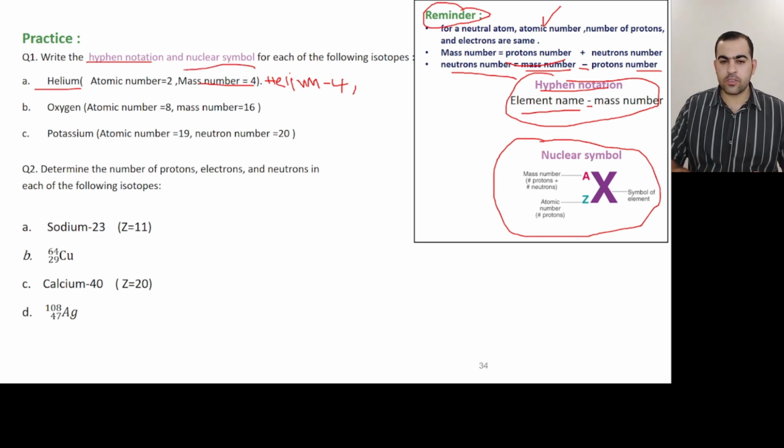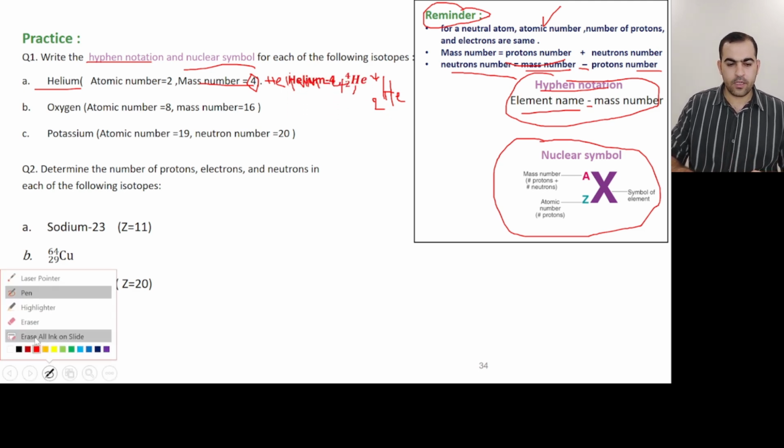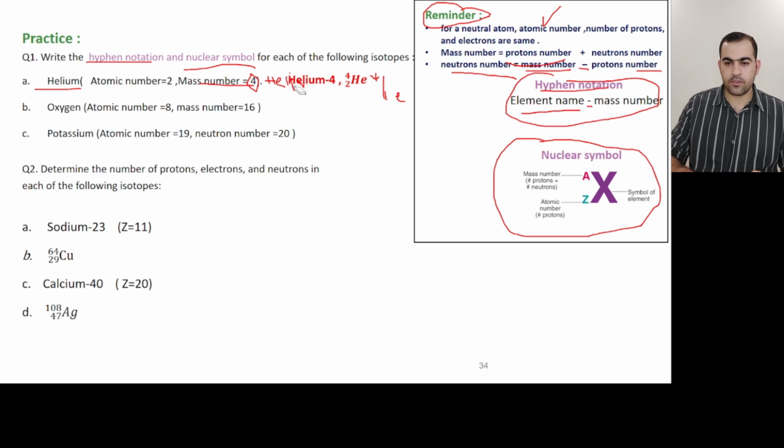Nuclear symbol. We need the symbol of the element, which is He, and in superscript we write the mass number, which is given as 4, and in subscript the atomic number, which is given as 2. We're going to write it like that in the exam. Look. Let me erase that one. It's much better for you to understand.